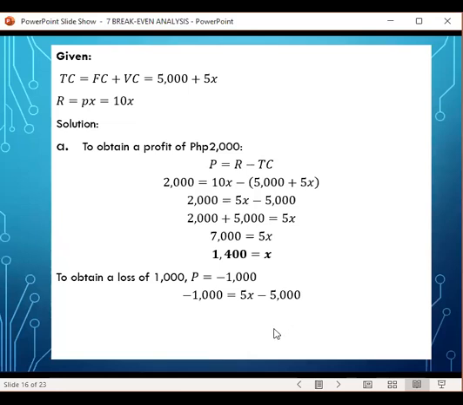So what would be the value of x here? So we added 5,000 to both sides of the equation, so you get negative 1,000 plus 5,000 is equal to 5x. Negative 1,000 plus 5,000 is 4,000. Next, we divide both sides by 5. So 4,000 divided by 5, you get 800 pieces. So if the seller only sold 800 pads of paper, there is a loss of 1,000 pesos.